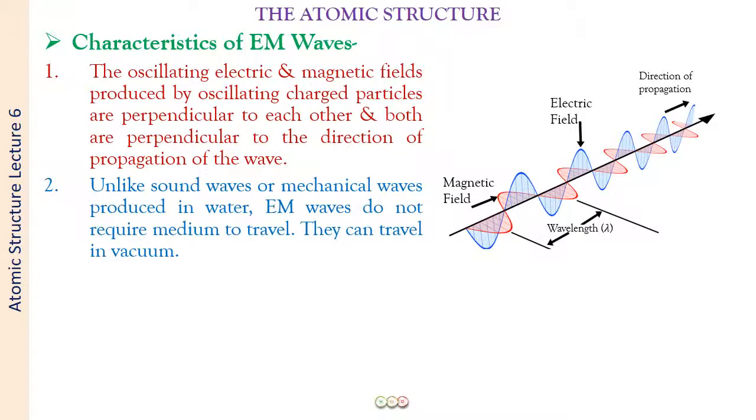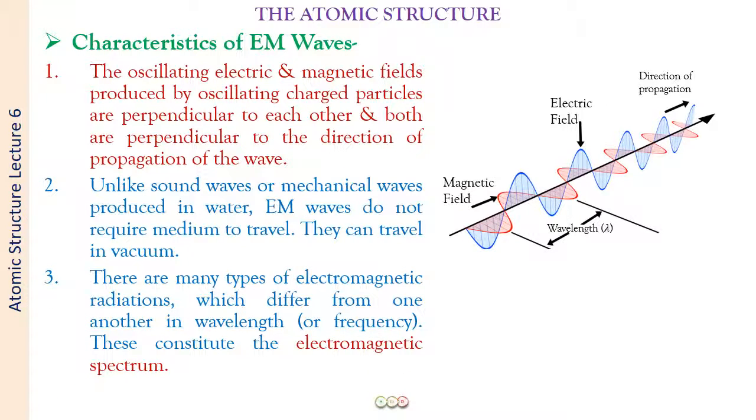The next is that unlike sound waves or mechanical waves which are produced in water, electromagnetic waves do not require any medium to travel. They can travel in vacuum. And there are many types of electromagnetic radiations which differ from one another in wavelength or frequency, and these constitute the electromagnetic spectrum, which we will study in a short while.